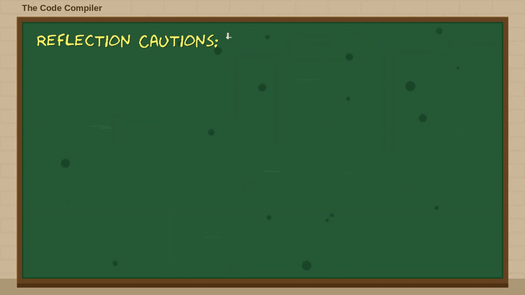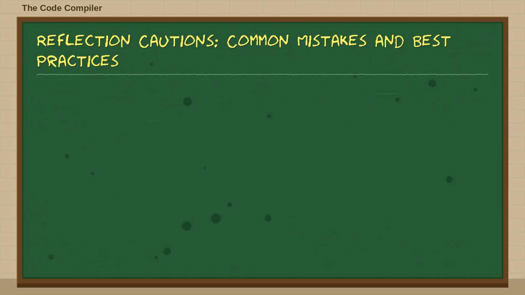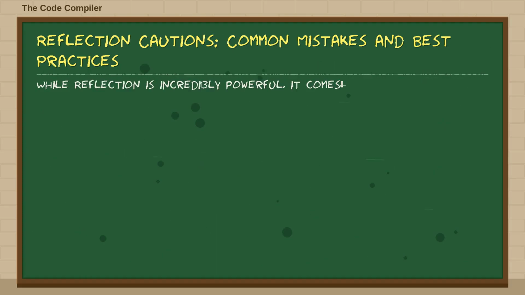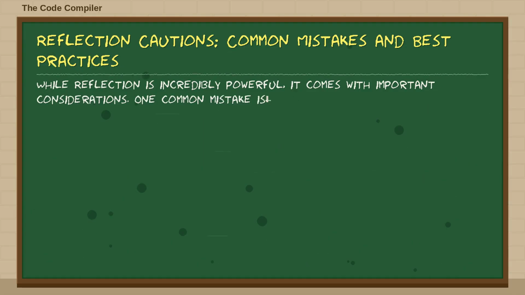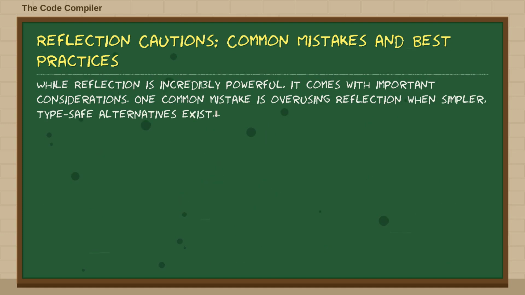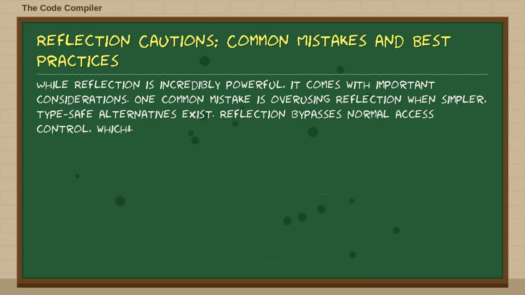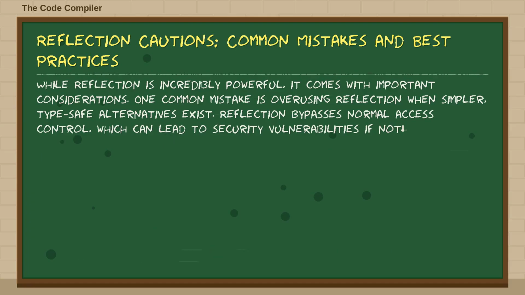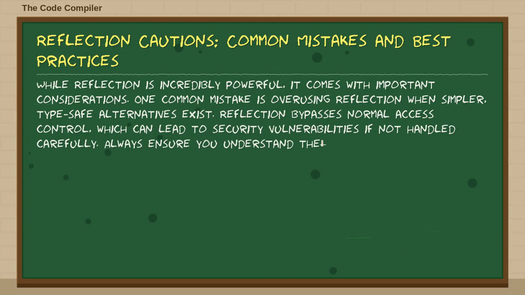While reflection is incredibly powerful, it comes with important considerations. One common mistake is overusing reflection when simpler, type-safe alternatives exist. Reflection bypasses normal access control, which can lead to security vulnerabilities if not handled carefully. Always ensure you understand the implications when calling setAccessible(true).